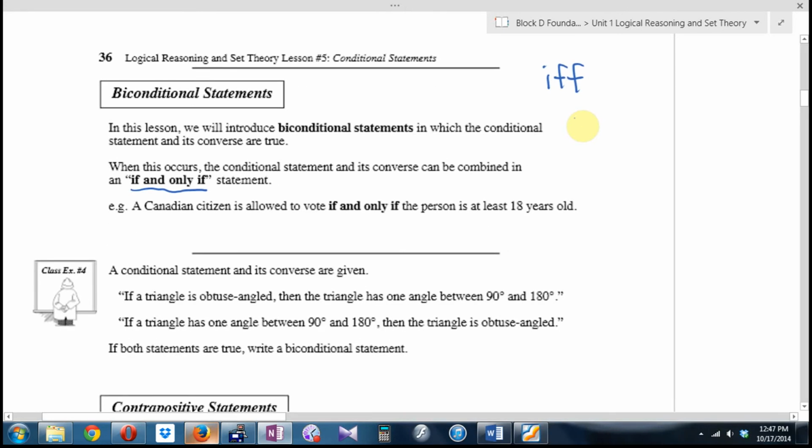Here's an example. A Canadian citizen is allowed to vote if and only if the person is at least 18 years old. Is that true? Yes. Flip it. If the person is 18 years old, then a Canadian citizen is allowed to vote. Also true. One implies the other. Usually what that also means, Kyle, is how the first thing is defined depends on the second. So in this voting example, we have defined voters as registered, over 18, and a Canadian citizen, which means if you have one, you automatically imply the other.